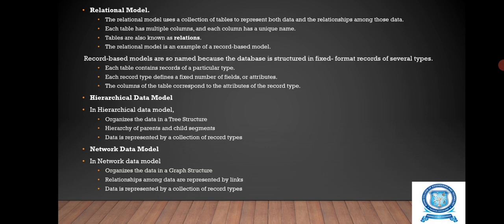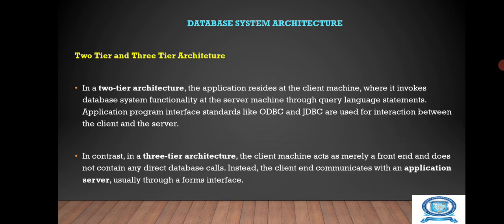Next, we are going to see about the network data model. It organizes the data in a graph structure, and the relationships among the data are represented by links. Data is represented by a collection of record types.